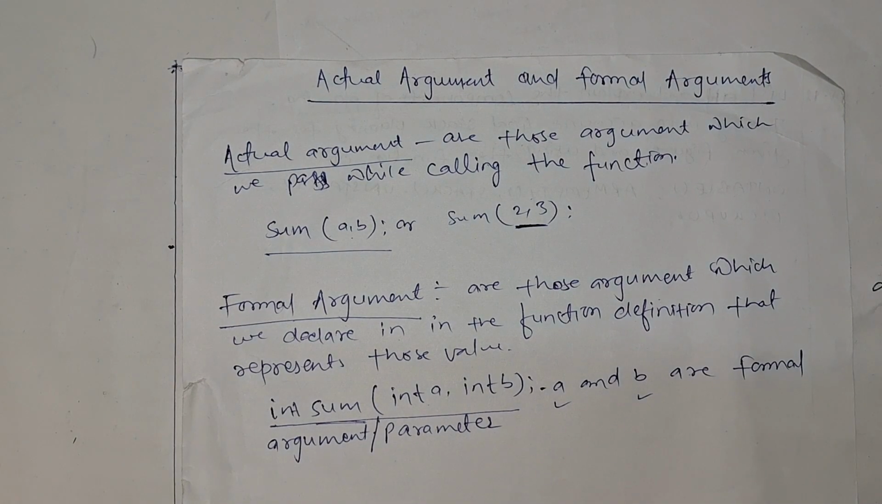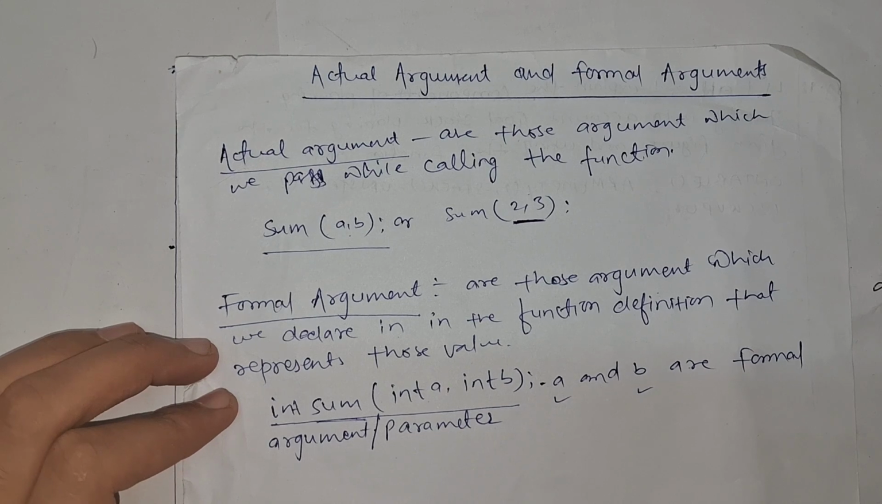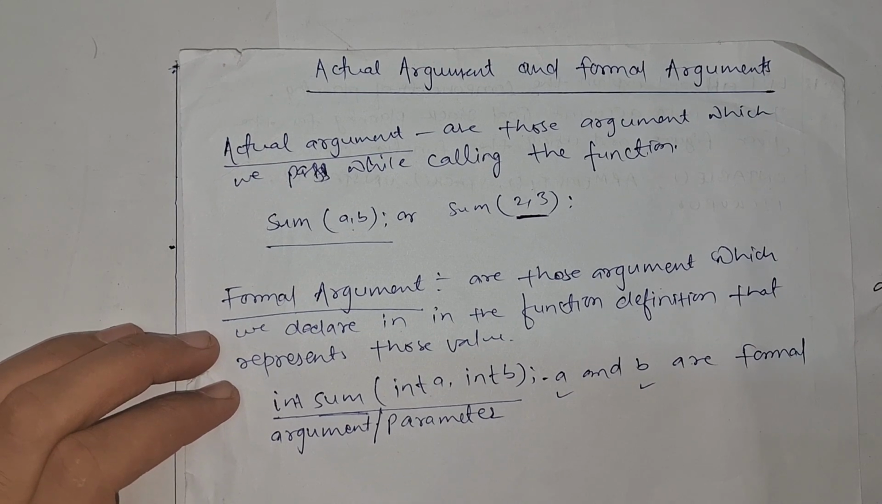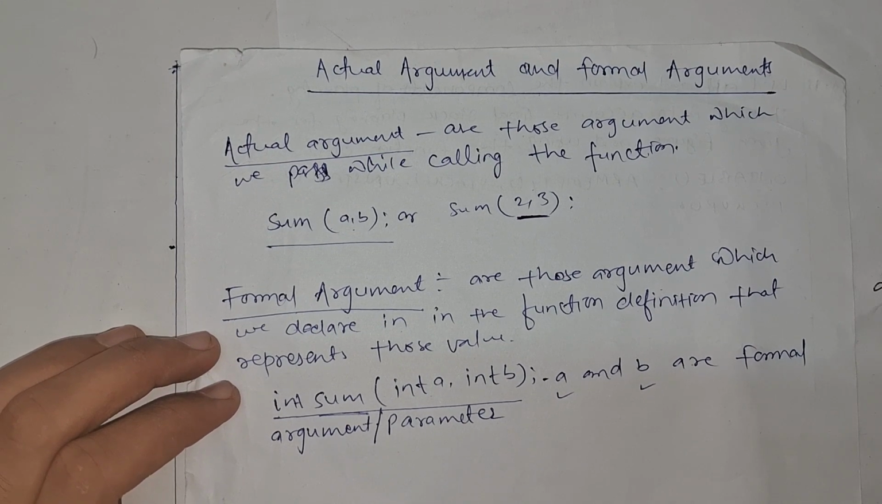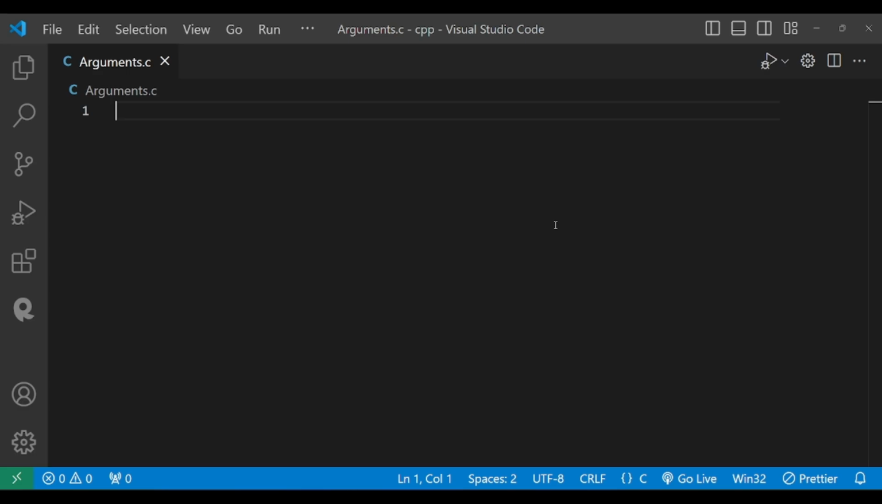Let us check these differences on the basis of code. So we will go to Visual Studio Code for doing the code. Okay, so we are on Visual Studio Code, and we are going to code the same thing, what are the formal arguments and what are the actual arguments in the function.